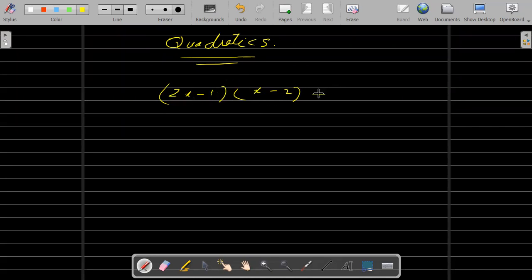Let's say this is my question, and the question is to convert this into a product of linear factors. It means you have to multiply both and simplify, because this is my own example. Maybe we are not able to factorize it, so I'm just explaining the procedure. First of all, you have to open the bracket, then simplify.